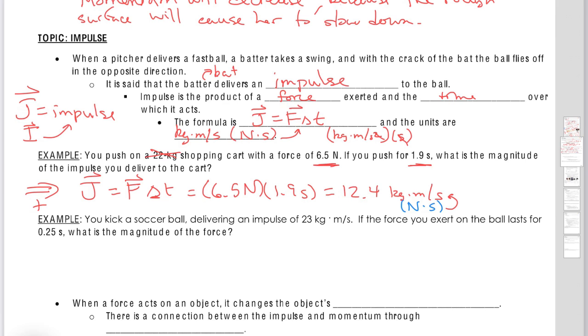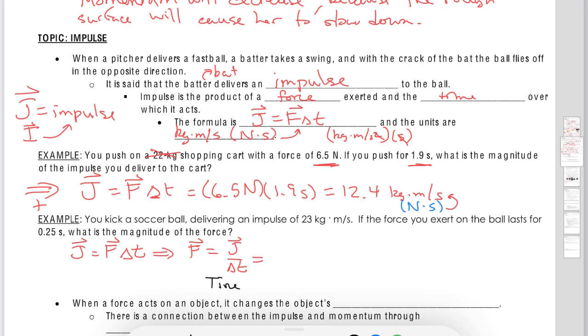All right, the next example says you kick a soccer ball, delivering an impulse of 23 kilograms times meters per second. If the force you exert on the ball lasts for 0.25 seconds, what is the magnitude of the force? Again, we start with our impulse equation, J equals F delta T. I'm going to solve this for F by just dividing the delta T over. Remember, delta T is the time interval.